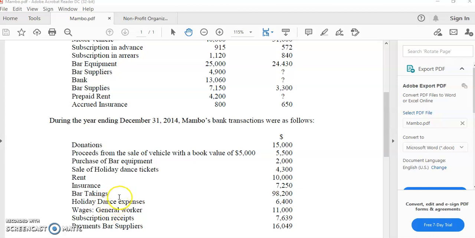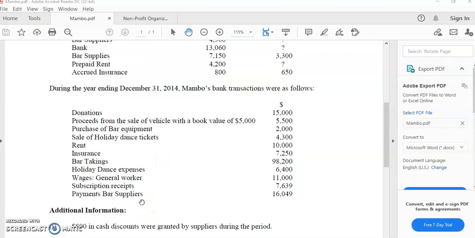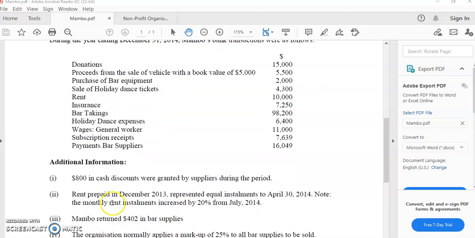$7,250. Bar takings, and when you see bar takings also mean bar sales. So bar takings is also known as bar sales, $98,200. Holiday dance expenses, $6,400. Wages for the general worker, $11,000. Subscription received, $7,639. Payments to bar suppliers, $16,049. Then you have some additional information.